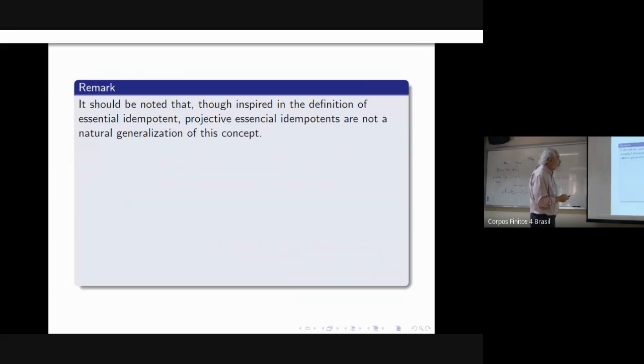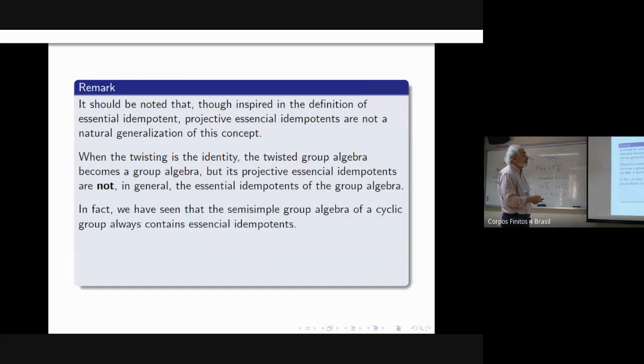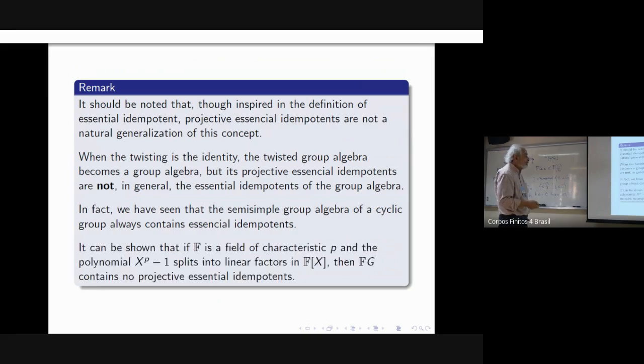It should be noted the following. This is an extension, say, of the concept of essential idempotent, but not a very natural one in the following sense. When the twisting is the identity, the twisted group algebra is the group algebra. But these twisted essential idempotents are not the essential idempotents. As I mentioned before, for the group algebra, the cyclic group, there always exists an essential idempotent. And in the twisted case, it depends.